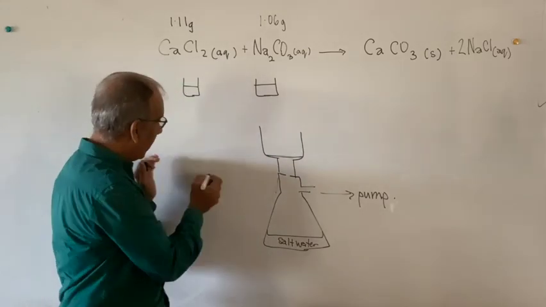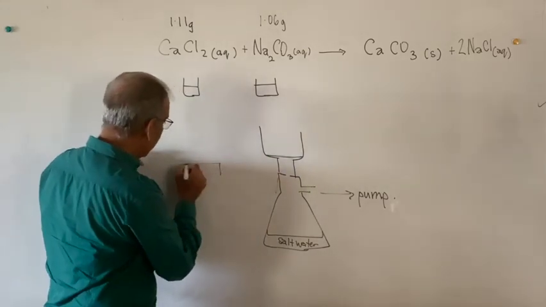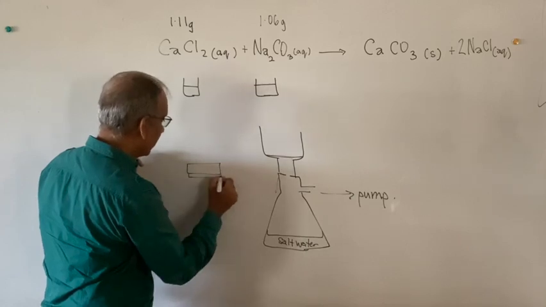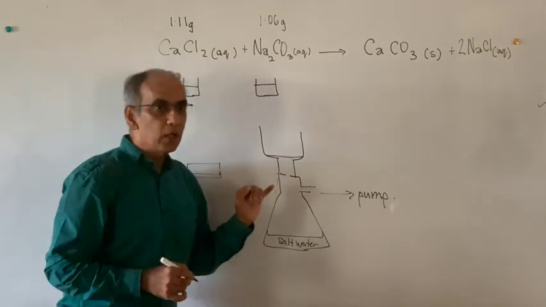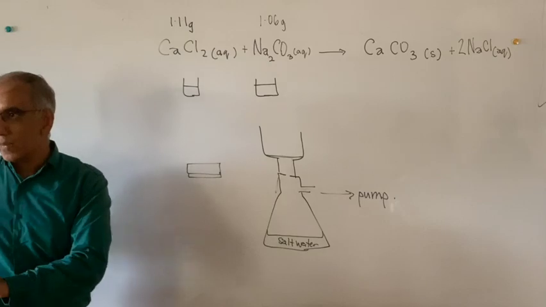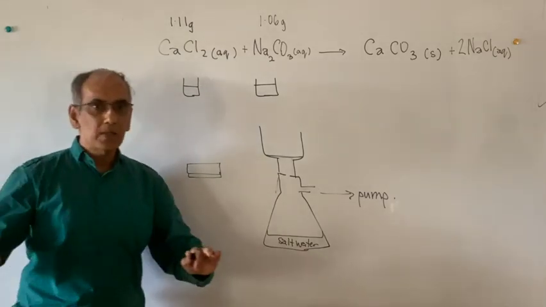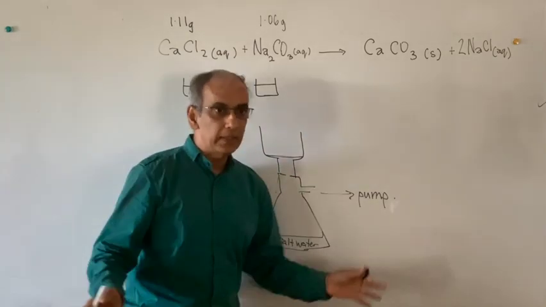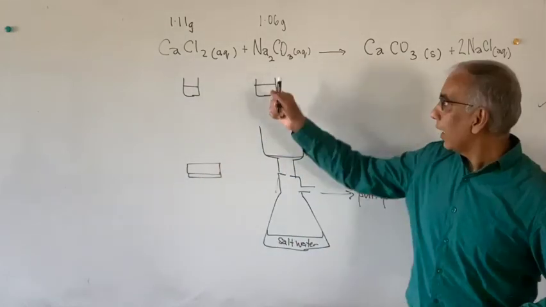So you come here and you let this filter, and you set it up, and you find your mass of calcium carbonate. Okay, so what mass of calcium carbonate would you expect? You subtract the mass of the filter paper. What mass of calcium carbonate are you expecting here? And how can you calculate that?